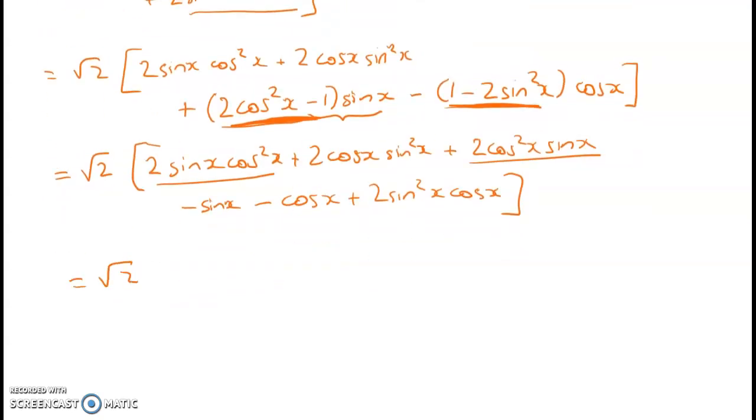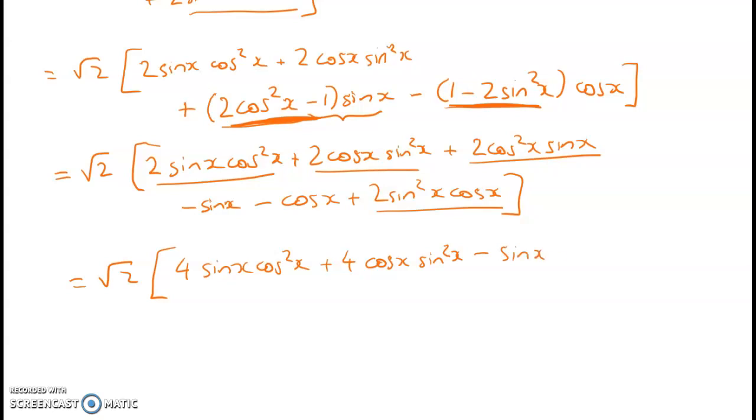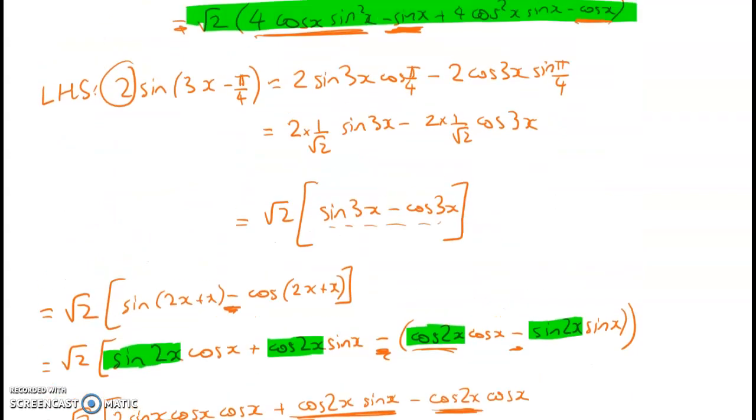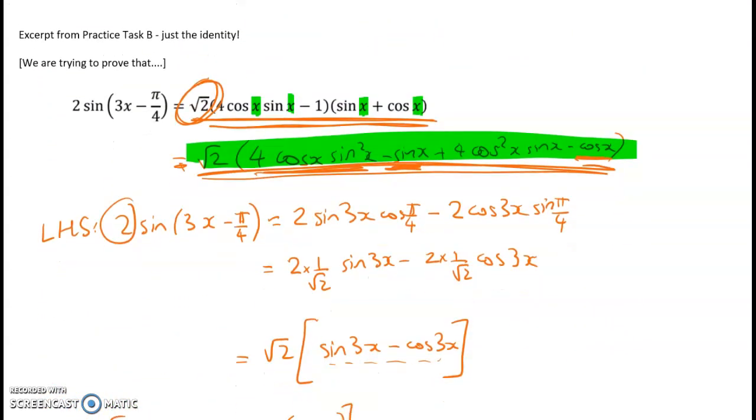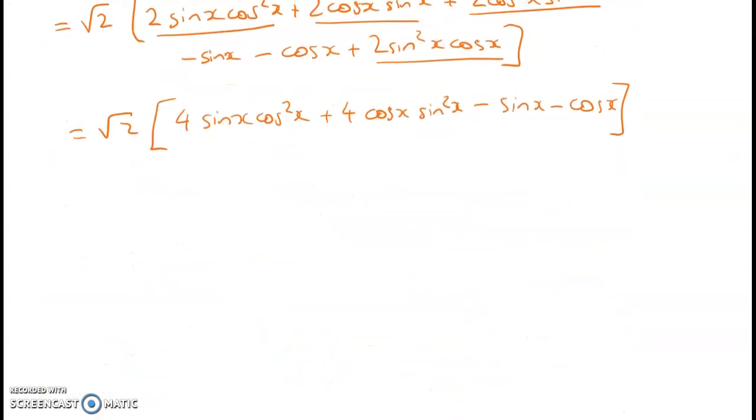Let's clean up the like terms. So we've got 4 sine x cos squared x plus 4 cos x sine squared x here and here, minus sine x minus cos x. Now we should be feeling really good, right, because we've already expanded up here, so we've done that. But to do it properly, I'm going to do two-stage factorizing on this so that we get all the way through to the start.